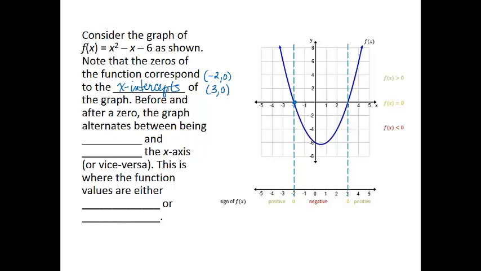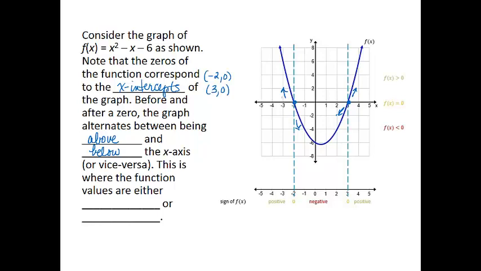Before and after a 0, the graph alternates between being above and below the x-axis. Can you see that? To the left of (negative 2, 0), the graph is above the x-axis. To the right of it, it is below. And then before our other 0 of (3, 0), the graph is below the x-axis, and then it's above. Right, so as it crosses through the x-axis, it changes from positive to negative.